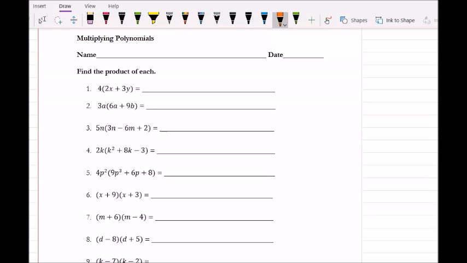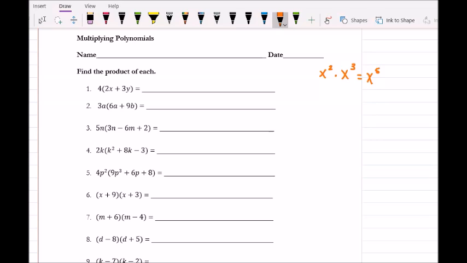And when you have something like x squared times x to the third, because the x is the same base, we would be allowed to multiply these, and what you would do is add the exponents. So that would be x to the fifth, not x to the sixth.